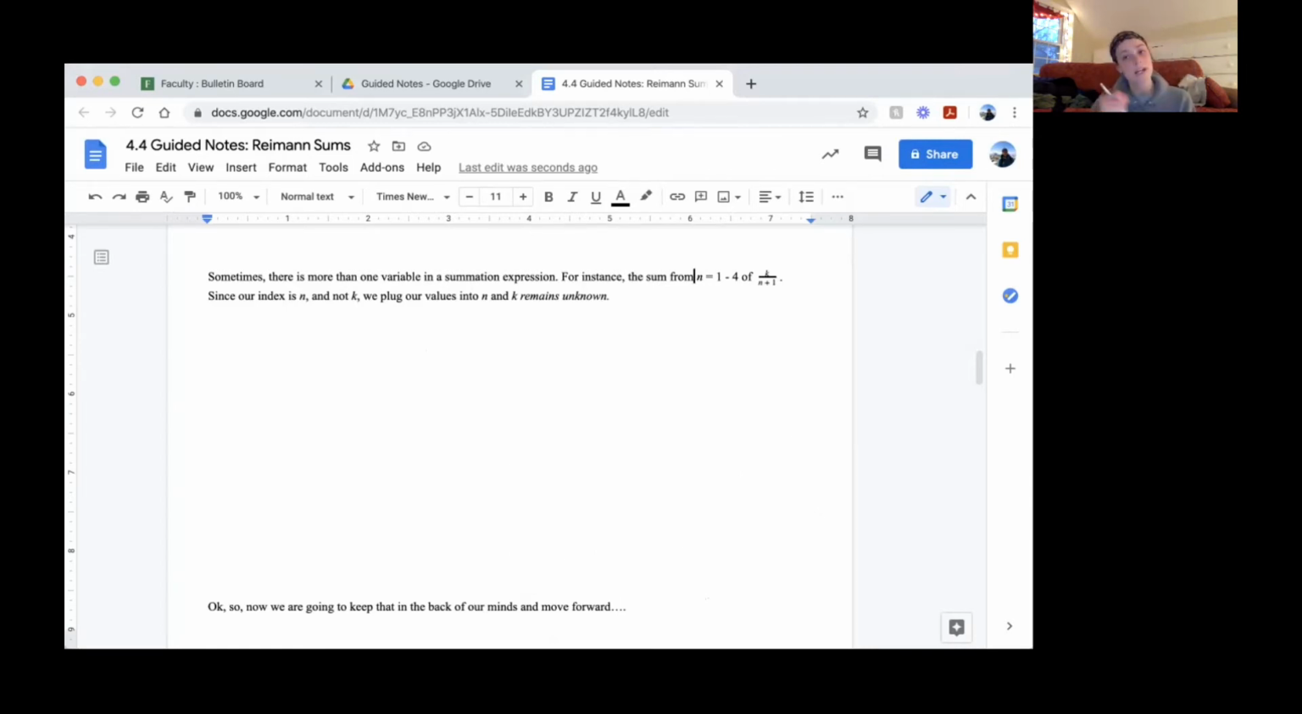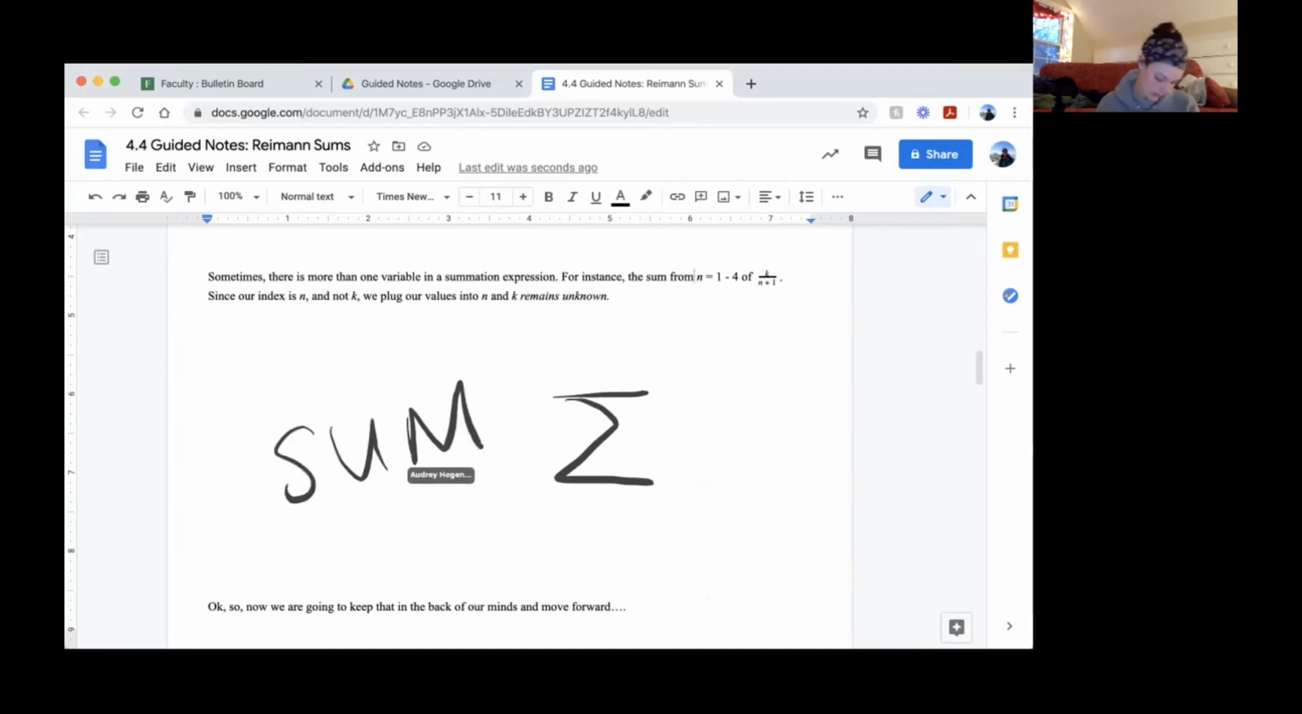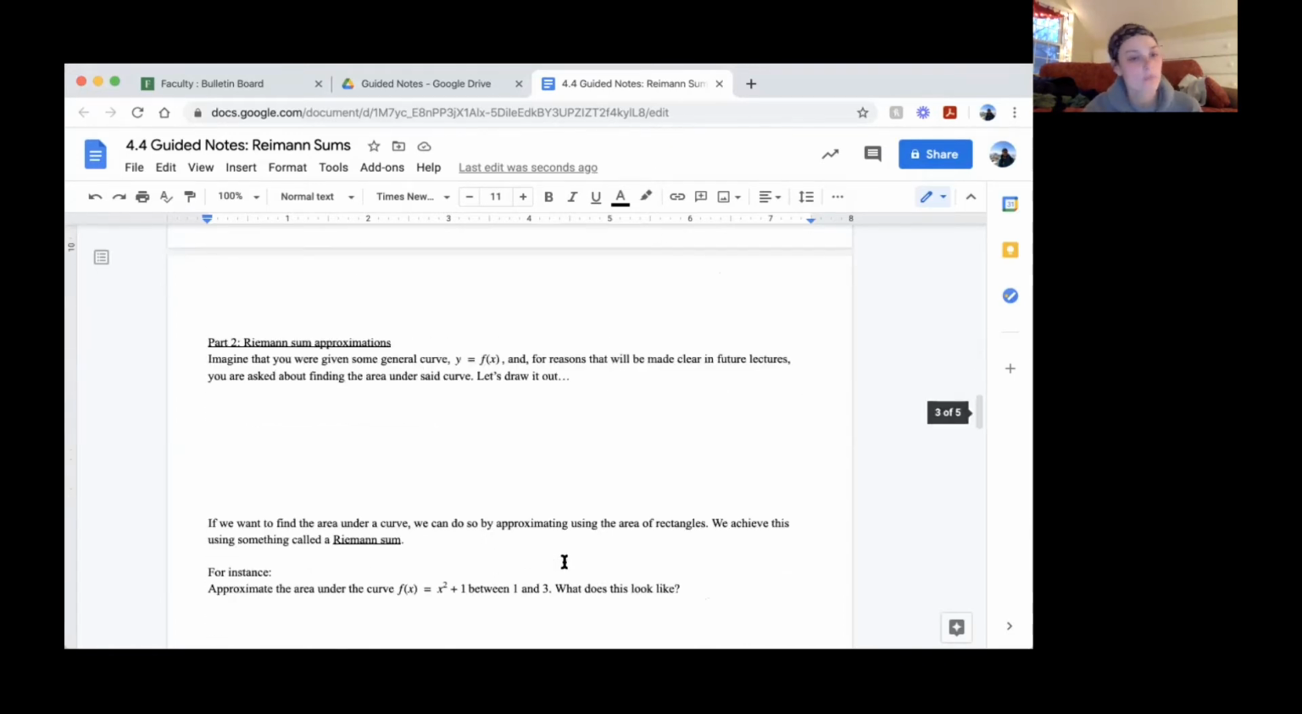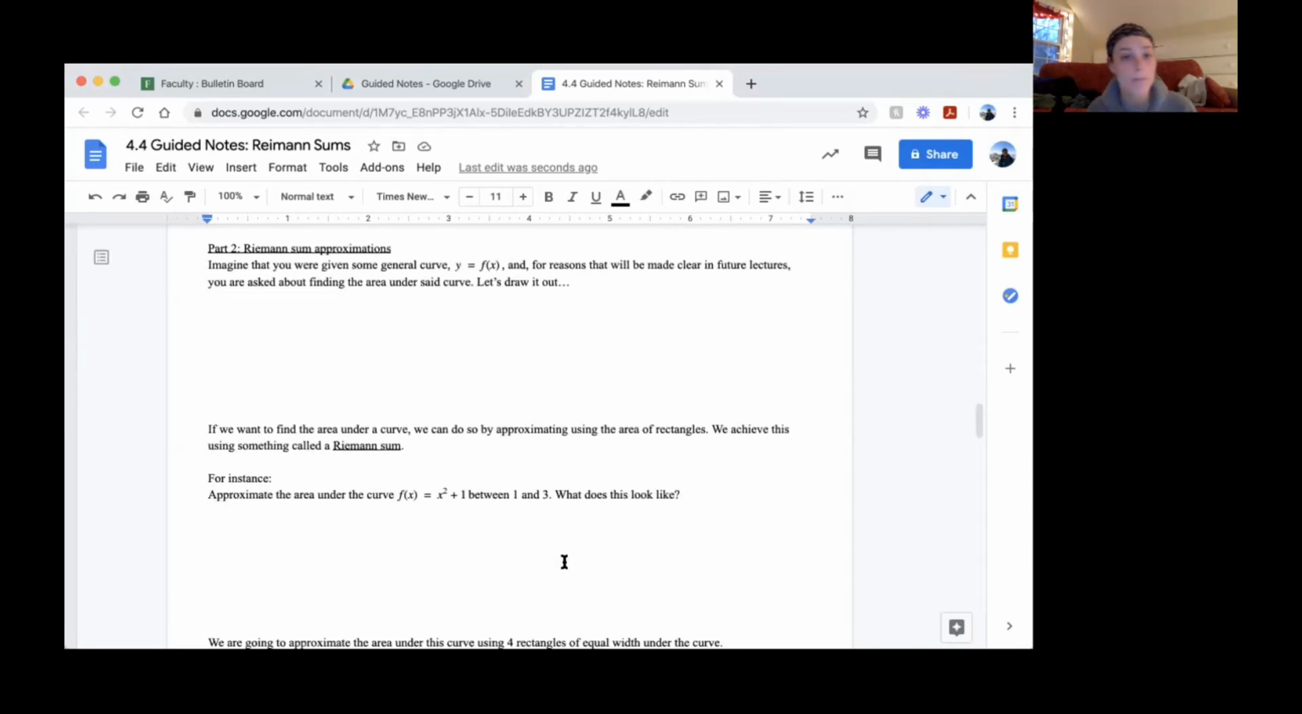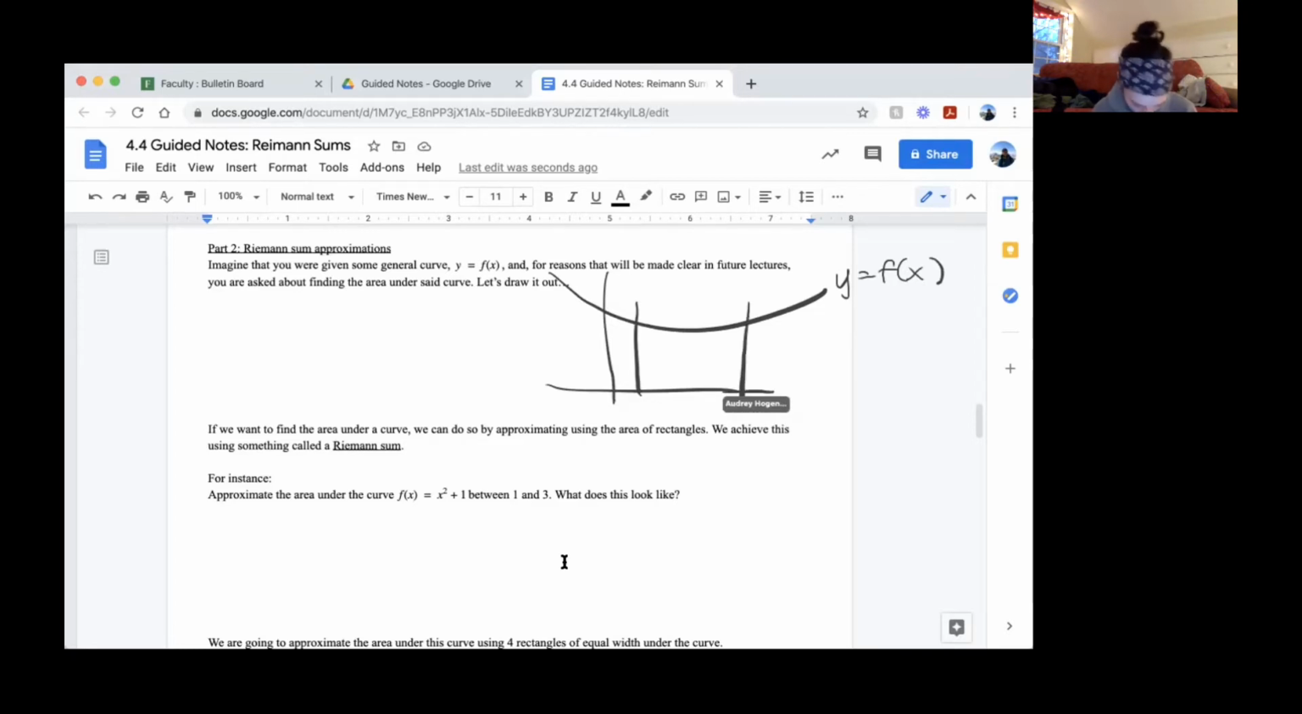So really just keep in the back of your head that this symbol right here means sum. Keep that in the back of your mind, and now we're going to move forward to part 2, Riemann sum approximations. So imagine that you were given some general curve y equals f of x. I'm just going to draw it as this, y equals f of x. And for reasons that will be made clear in your future, you're asked about finding the area under said curve from here to here maybe, arbitrary points. But you want to find the area from under your curve to above your x-axis.